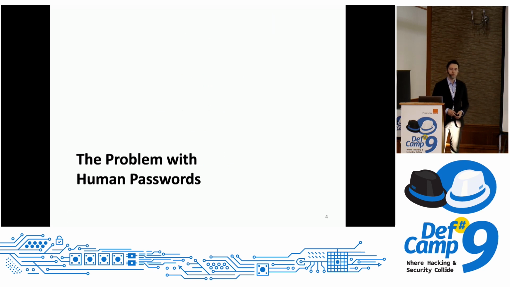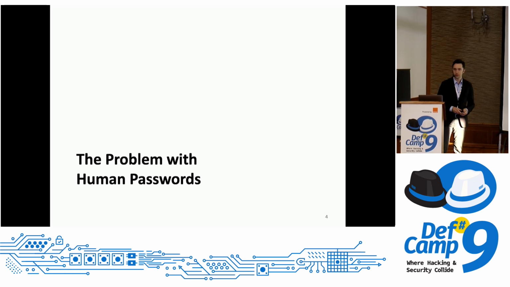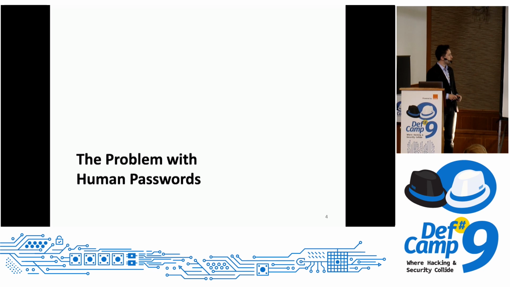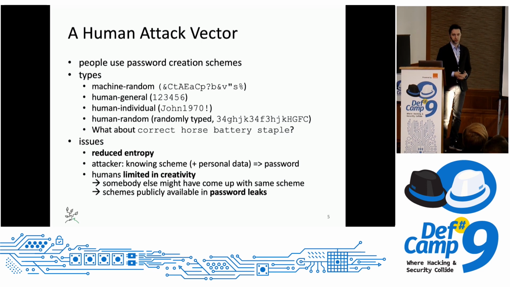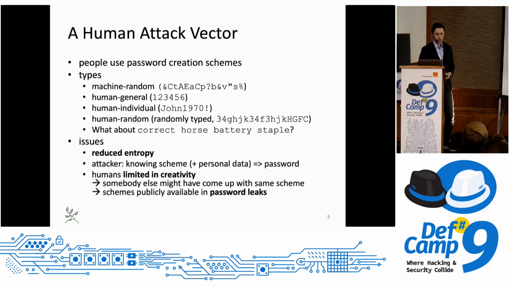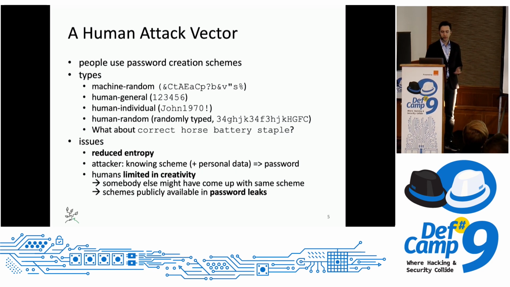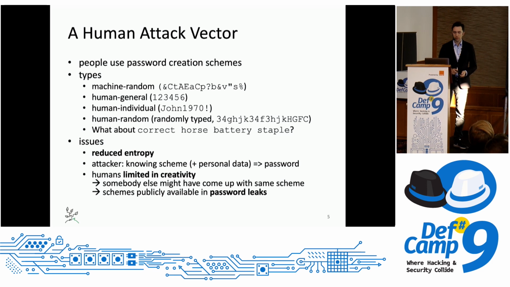First of all, let's talk about the problem of human passwords. We all know there are so many problems with passwords in general, but one aspect is key to my talk here. Basically, people use password creation schemes when they make up a password. There are several types of passwords, like machine random passwords. These are the perfect passwords, completely random, high entropy, and so on. Then there are human general passwords, like 1, 2, 3, 4, 5, 6. And then there are human individual passwords, which use individual information in their password, like John 1970 exclamation mark.